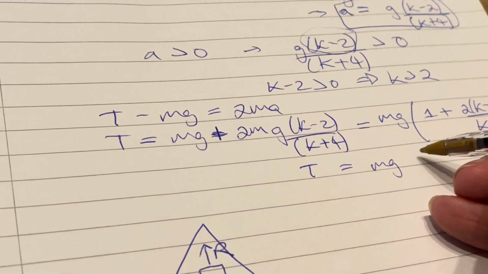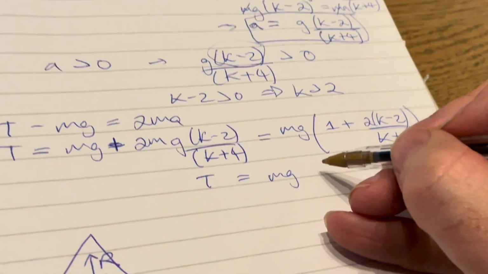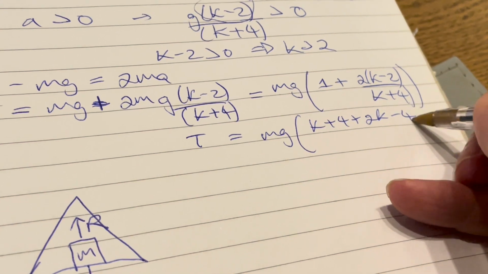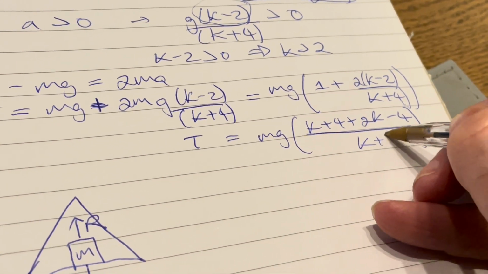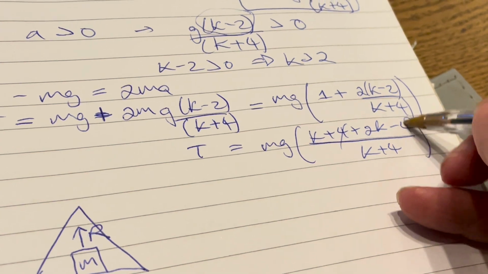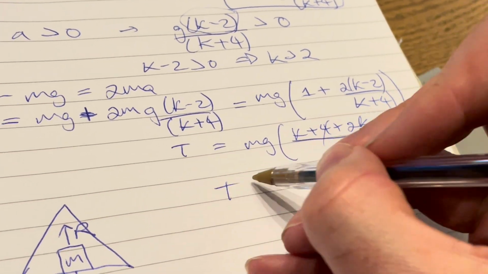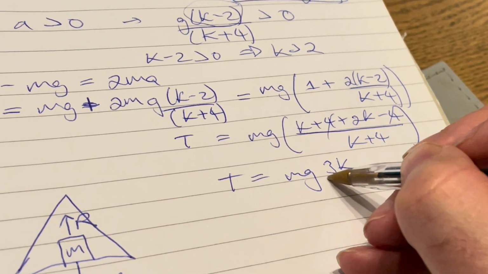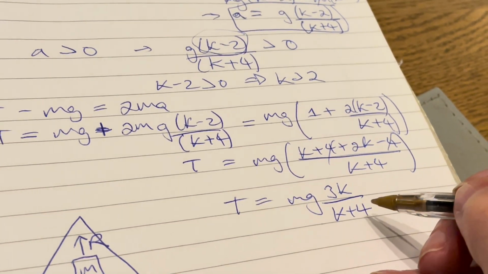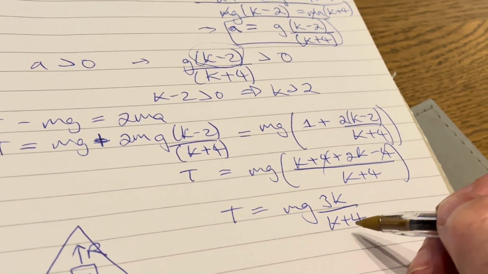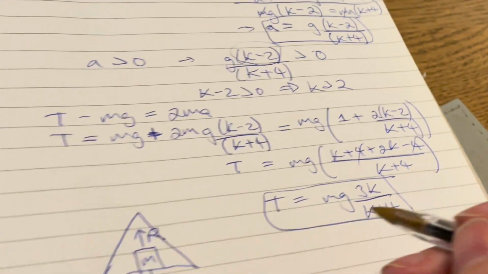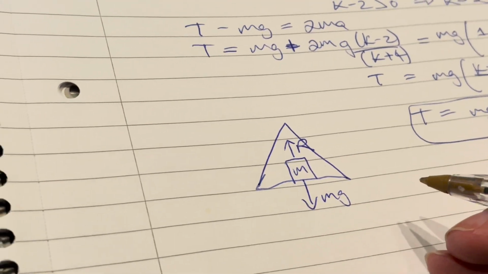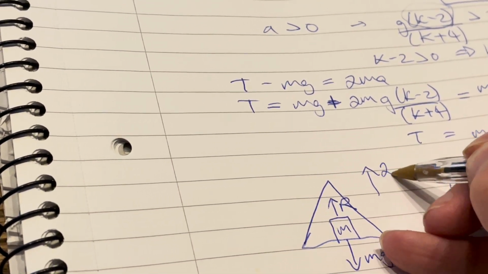mg into (k plus 4 plus 2k minus 4). Okay, a bit of cancellation, nice one. So the 4s cancel, and we get T is equal to mg into 3k over (k plus 4). All right, grand. Now, this part: find in terms of k and m the reaction between D and the scale pan. We know that it moves up with acceleration 2a.